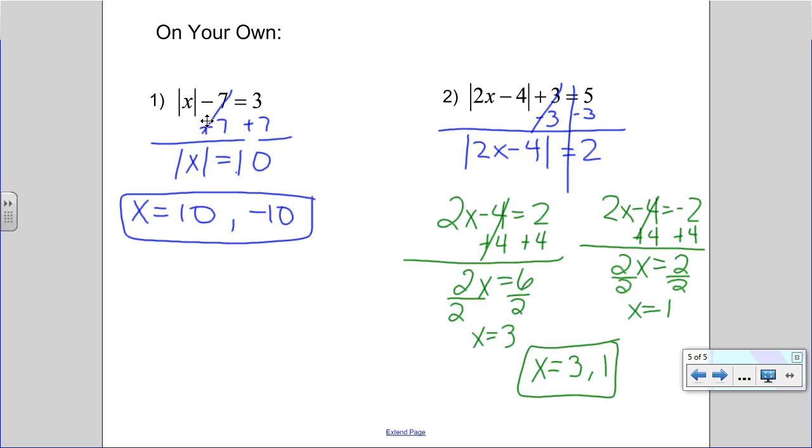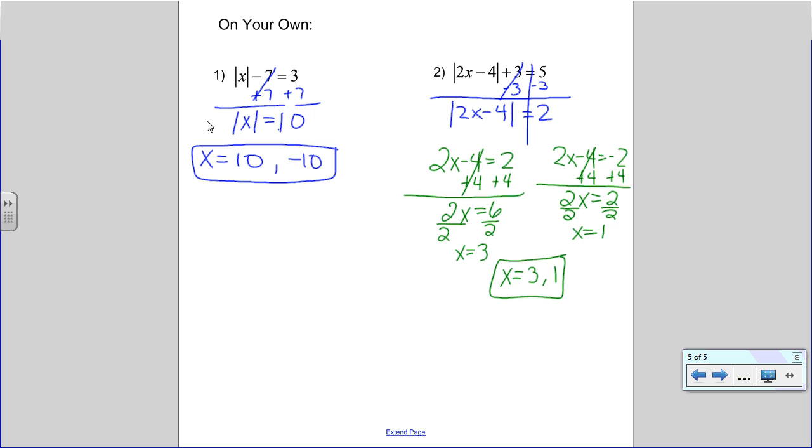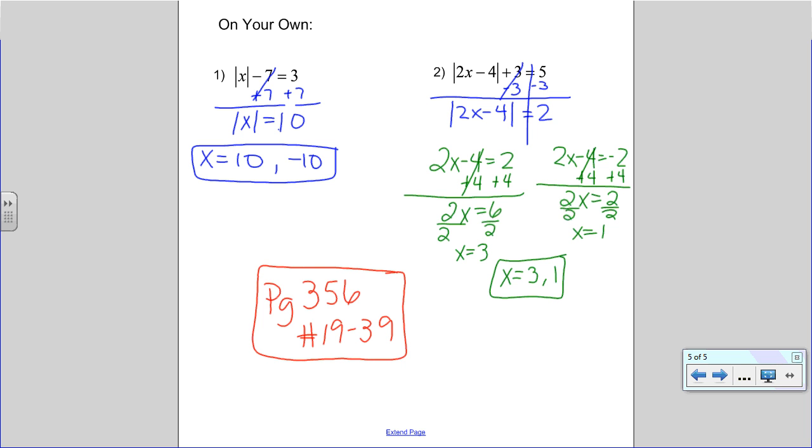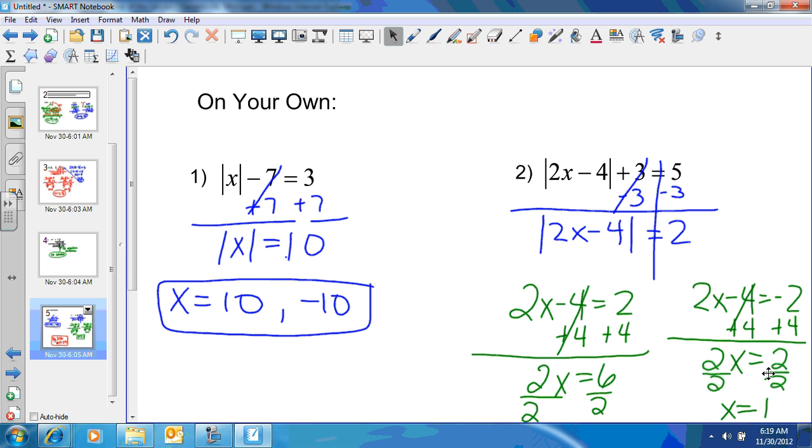Those are our solutions. Your assignment should still be what it is on the agenda. We haven't deviated from that. So if I pull up your agenda and take a look at that, your assignment is page 356, numbers 19 through 39. So after your quiz today, ladies and gentlemen, you can get your books out and start working on that. Best of luck on everything. I think you are more than ready for that quiz, and so do your best, and I will see you on Monday.